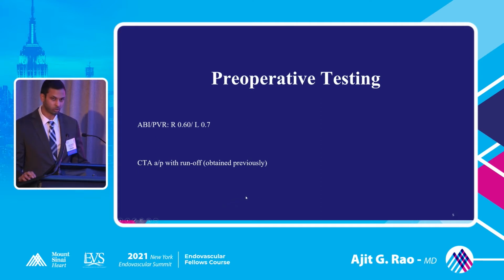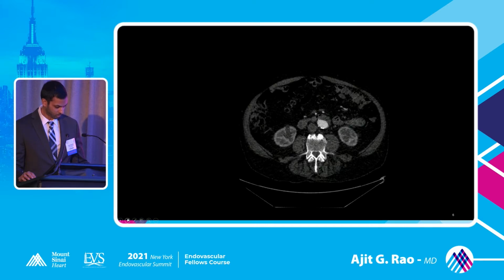We got ABIs, which showed they were decreased to 0.6 with blunted waveforms. And he also had a recent CAT scan about 2 months ago. So I'll show you some representative cuts here. So here you can see his aorta. He has a small aneurysm there.